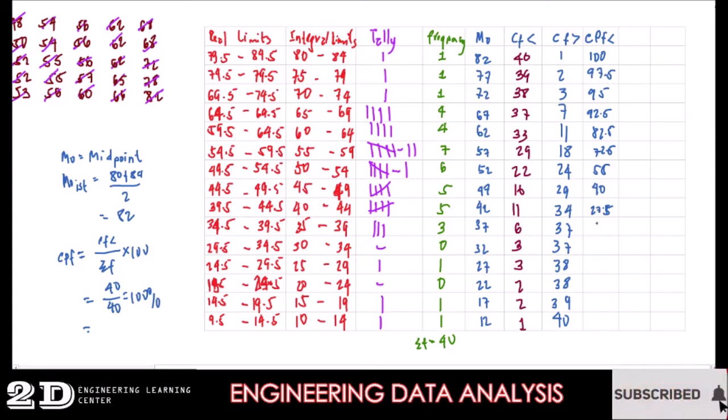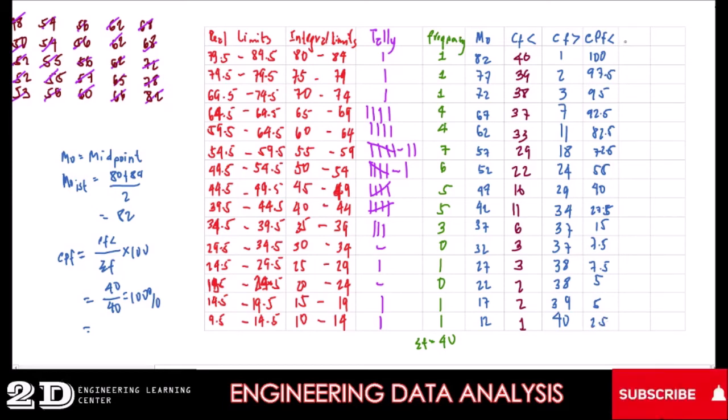Then we have 6 divided by 40, that is 15%. And 3 divided by 40, that is 7.5%. Same, 3 divided by 40, 7.5%. 2 divided by 40, that is 5%. Same, 2 divided by 40, 5%. And we have 1 divided by 40, this is 2.5%.